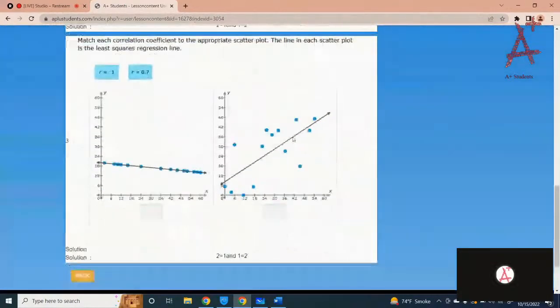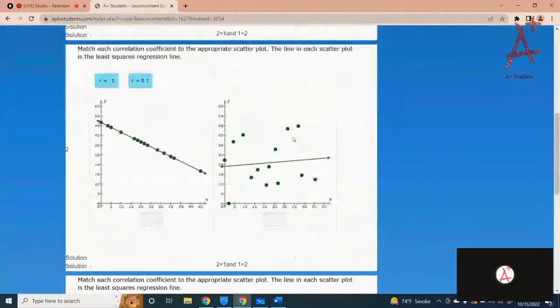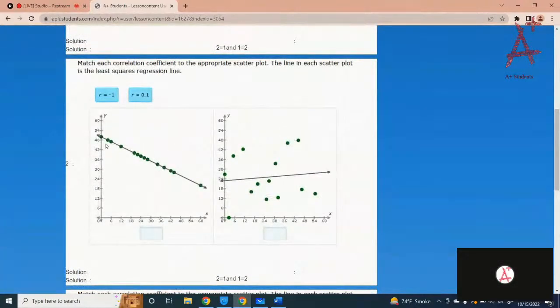Okay, for the next one, x is increasing, y is decreasing. Got it? When x is increasing and y is decreasing, the correlation coefficient is negative. And when x increases, y is also increasing, then it would be positive. Got it?